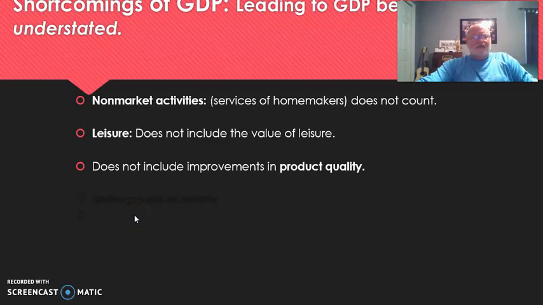I'm not sure that I even know what this means. Does not include improvements in product quality. I don't know. I'll have to think about it. I guess it makes sense. But it's got to boost the sales value of the product. So I'm not sure what that means.